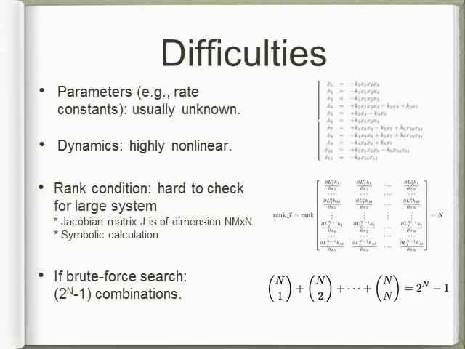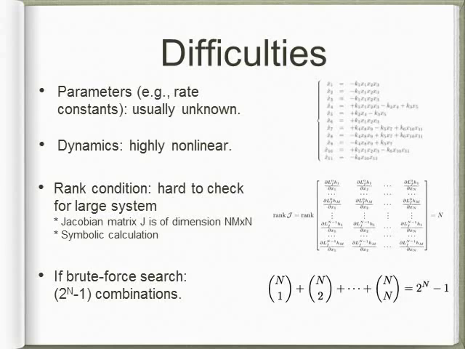But again, we have many difficulties. First of all, the parameters are usually unknown. The dynamics are highly nonlinear, even though it is polynomial dynamics. And the rank condition is even harder to check because we have to deal with symbolic calculation. And last but not least, we have this combinatorial problem. So how do we solve this problem? How do we find the minimum number of sensors?